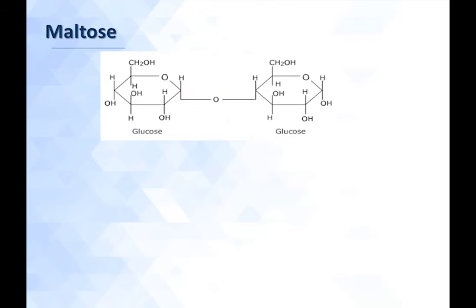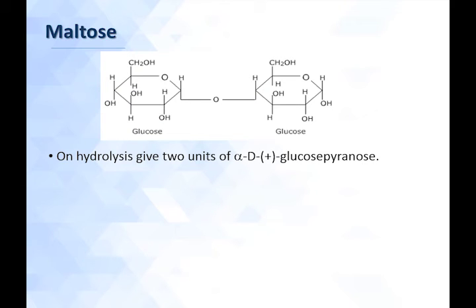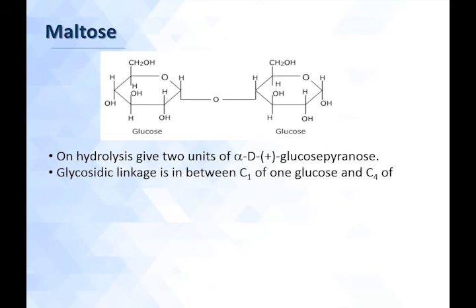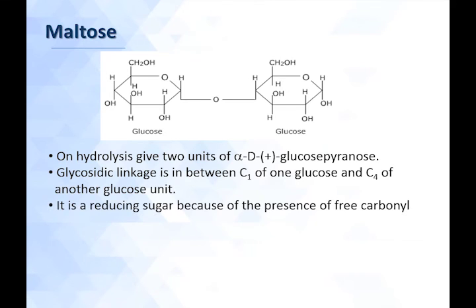Maltose. On hydrolysis, it gives 2 units of alpha-D-(+)-glucopyranose. Glycosidic linkage is between carbon-1 of one glucose and carbon-4 of another glucose unit. It is a reducing sugar because of the presence of free carbonyl group.